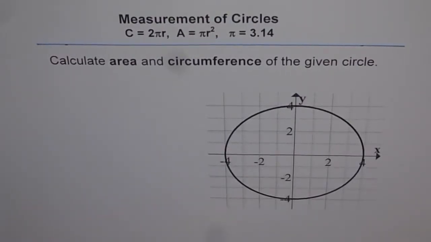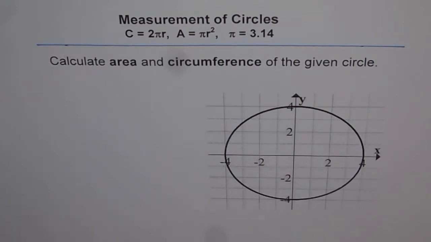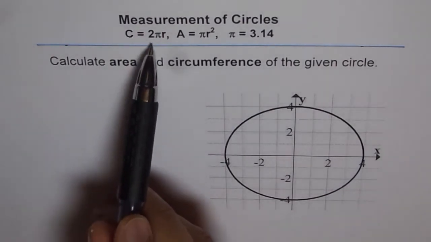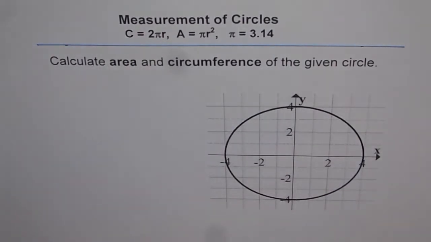Measurement of circles. Now in this section we will deal with circumference and area of a circle. So I've already given you formulas here. Circumference is 2 pi r and area is pi r square for a circle with radius of r. And here pi is approximately given as 3.14.